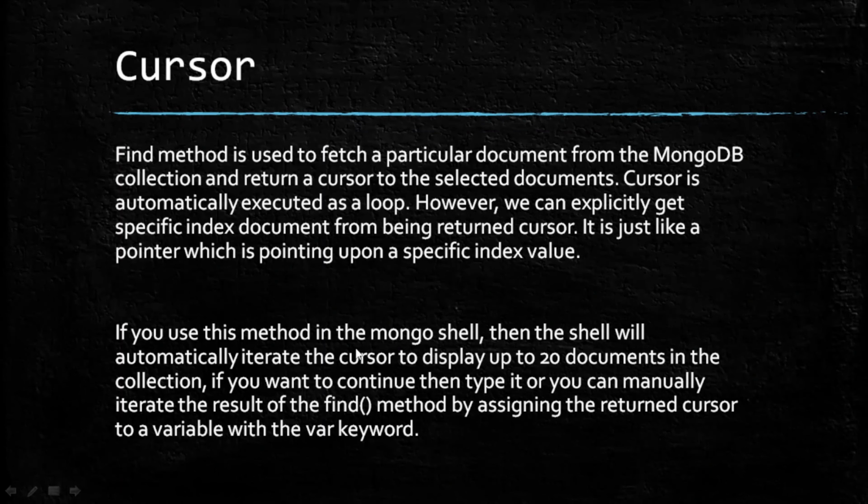If we use this method in the Mongo shell, then the shell will automatically iterate the cursor to display up to 20 documents in the collection. If you want to continue, type it, or we can manually iterate the result of the find method by assigning the returned cursor to a variable with the var keyword. Now we will see this in our MongoDB shell by using the find method.